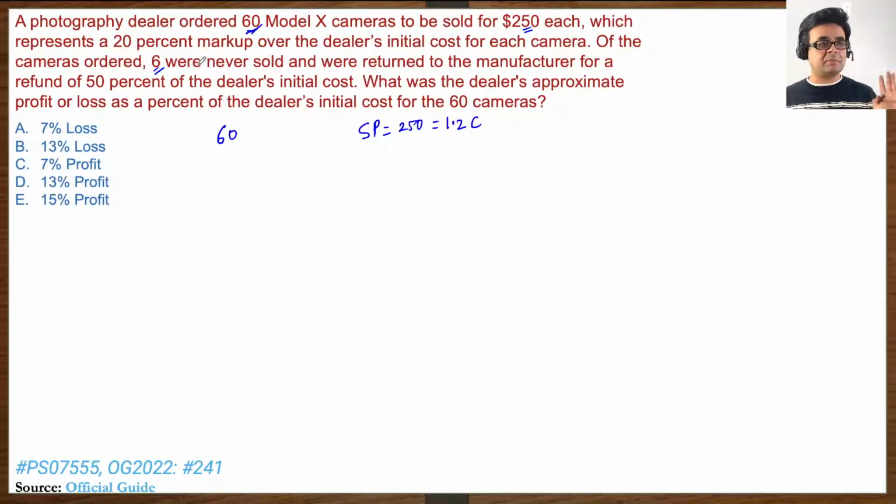So he still lost about 50% of the money. So I'm going to distribute this: 6 were never sold, and then we of course know that 54 were sold at the cost price. And the question is asking us, what is the approximate profit? Now you can see that only 6 were not sold, 54 were sold at a decent amount. So there is definitely no loss here. So I can likely just cancel these off and not think about anything else.